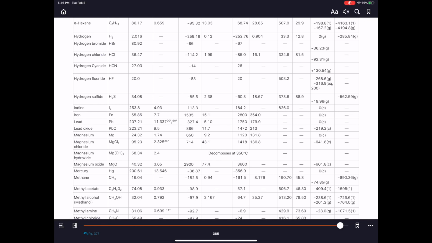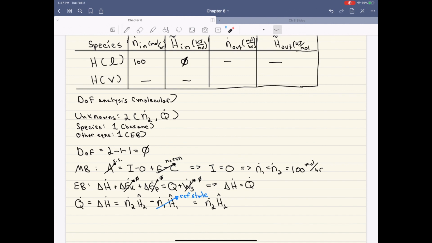Alright, but what we have to remember is that this HV is for hexane at 1 atmosphere. Right? But in our process, both our inlet and our outlet pressures, P1 and P2, are at 7 bar. Right? And so at this 1 atmosphere, we see that the boiling point temperature for N-hexane is 68.74. Okay? But what is it if we're at 7 bar? Right? If we're changing pressure, then we're changing the boiling point temperature. Okay?